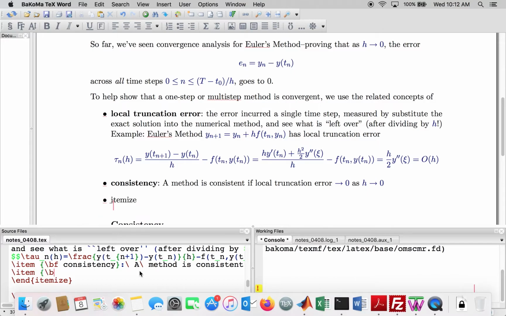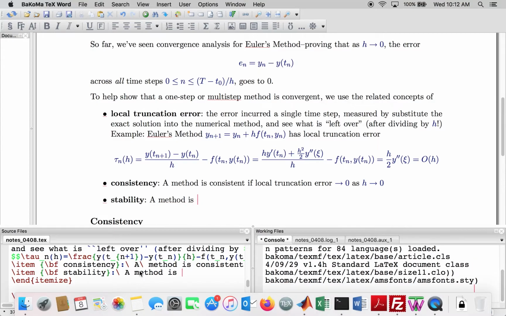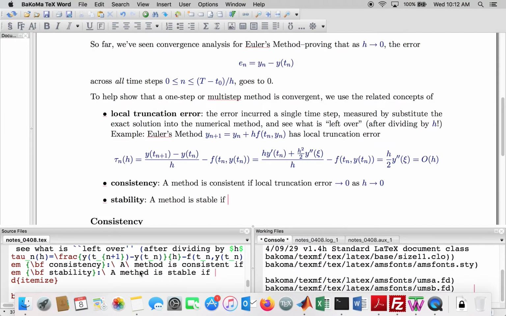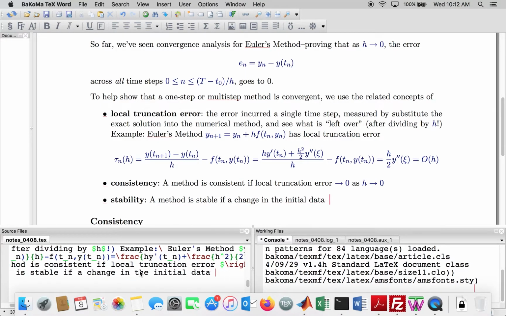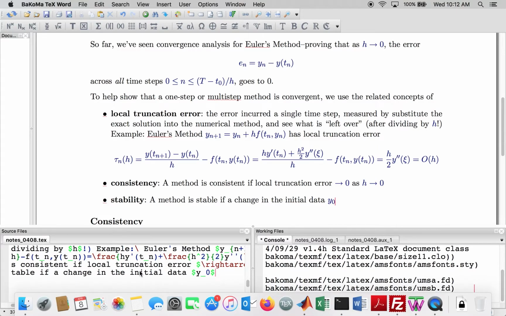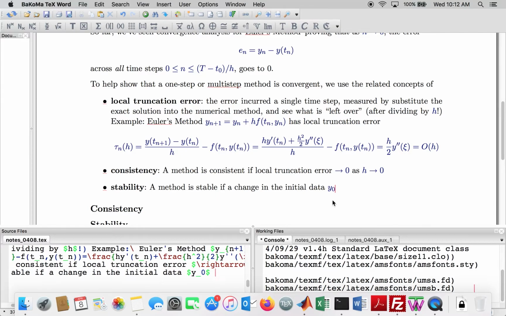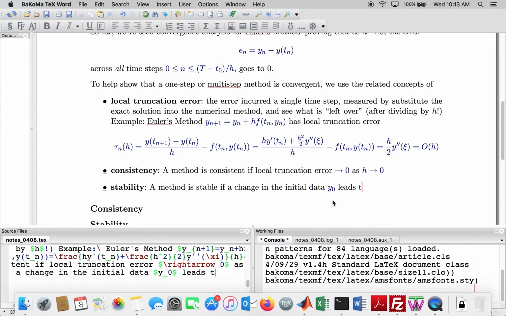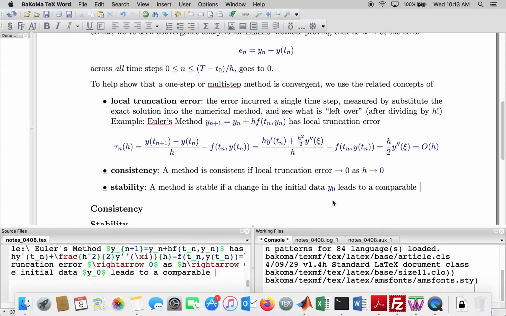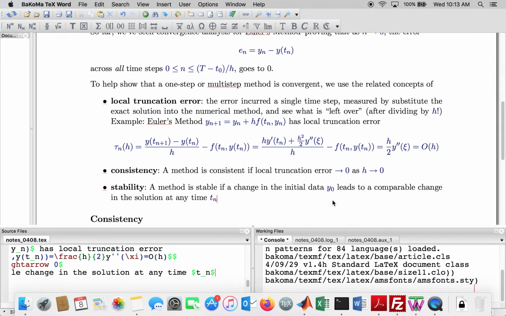Then we have a concept of stability. So a method is stable if a change in the initial data, y naught, which could be a vector valued quantity, but here I'll just refer to it as a scalar y naught, leads to a comparable change in the solution at any time tn. So that's the informal definition.